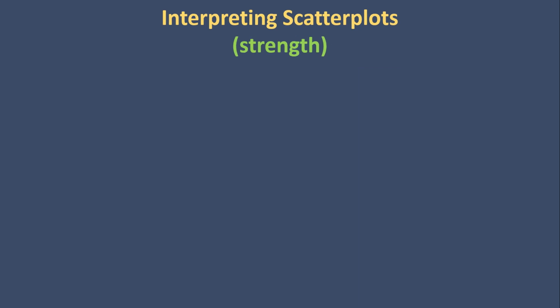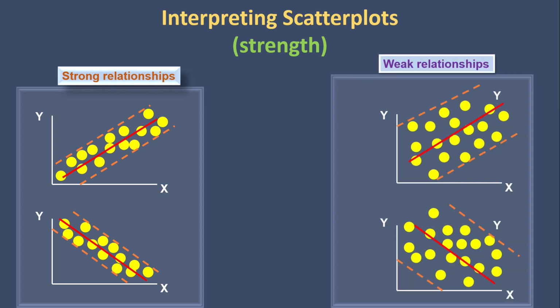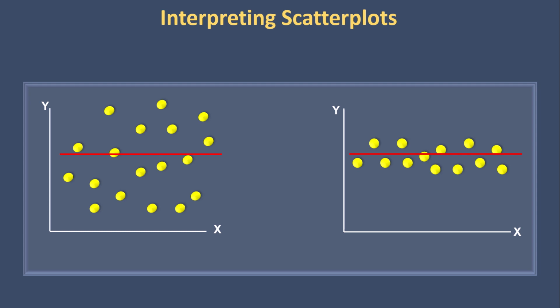Another important aspect to consider is the strength of the relationship. A scatter plot with data points that are closely packed together suggests a strong relationship, while a scatter plot with points that are more spread out indicates a weaker relationship. If the points on the scatter plot seem to be scattered randomly, there is no relationship between the variables.